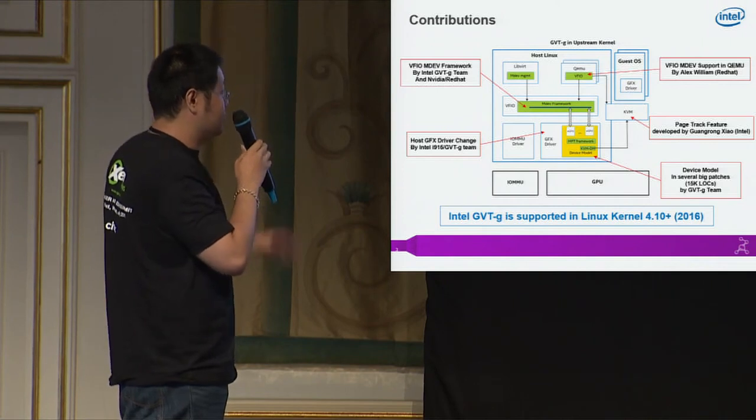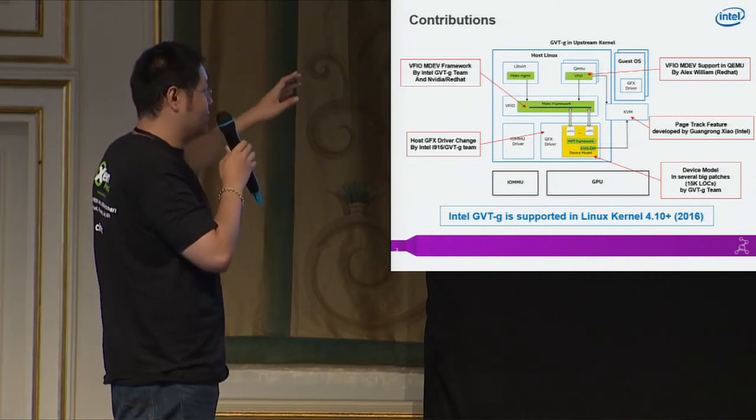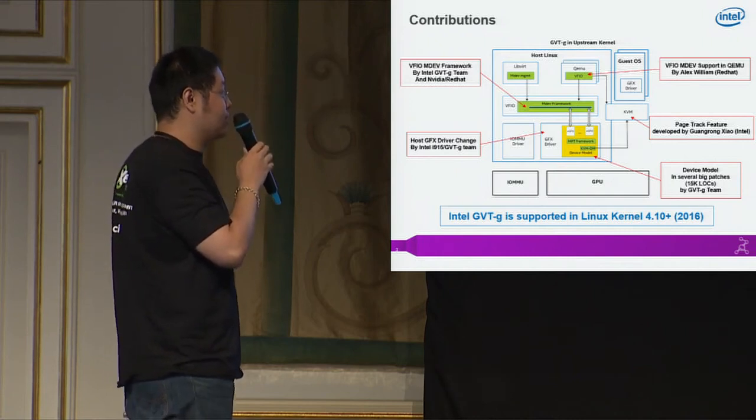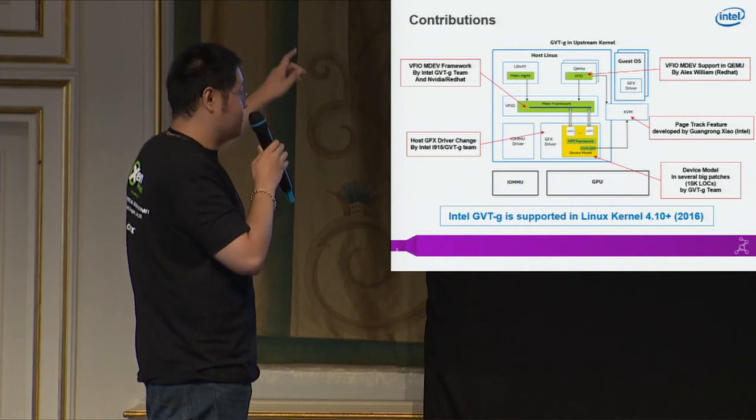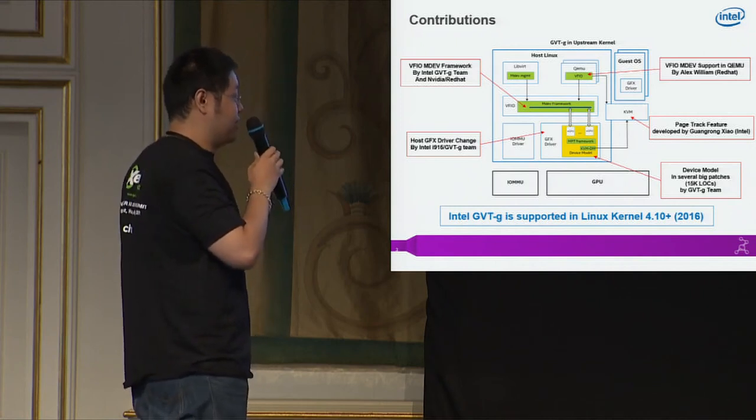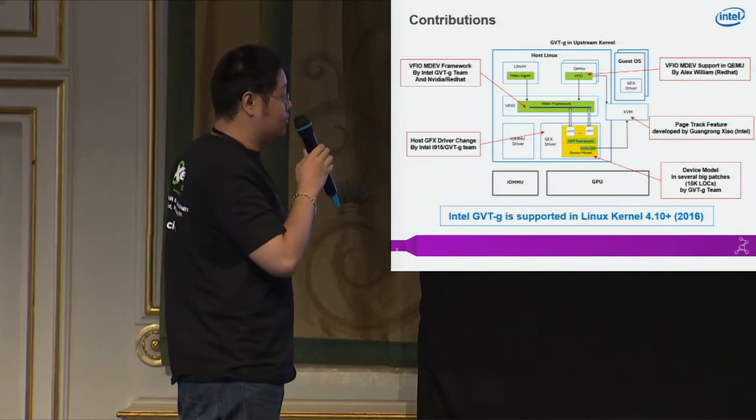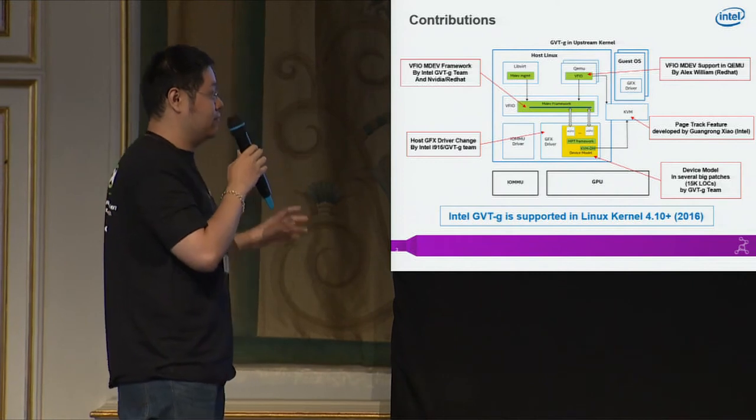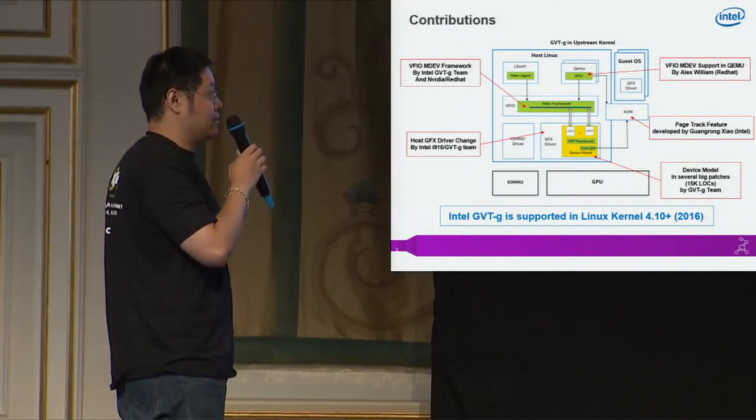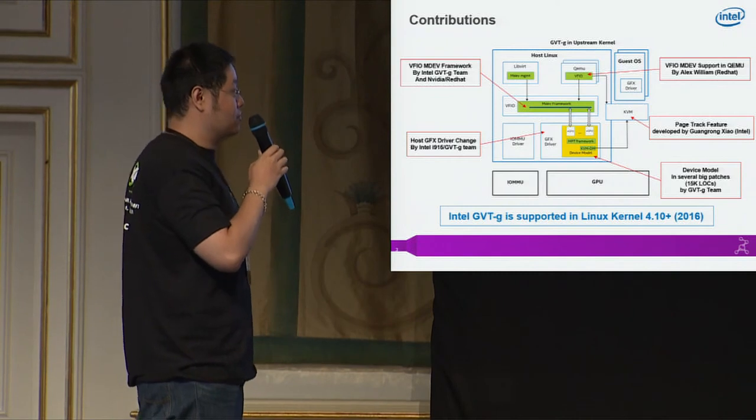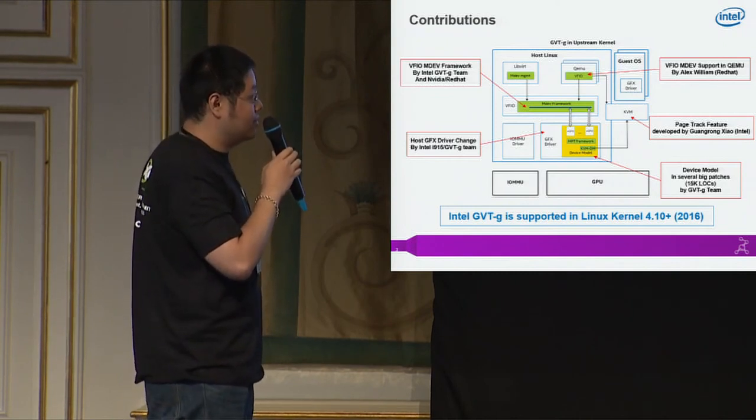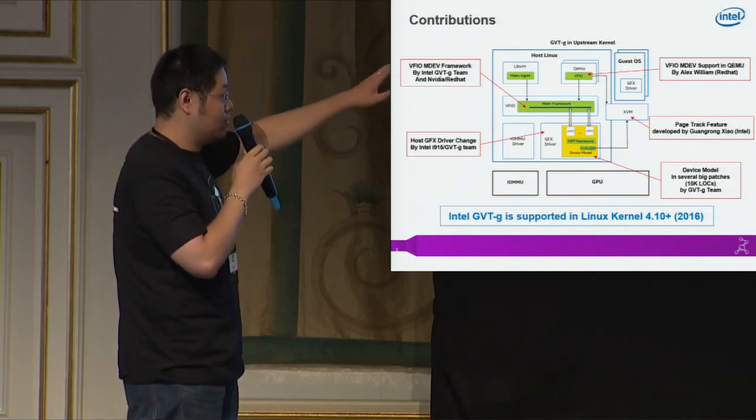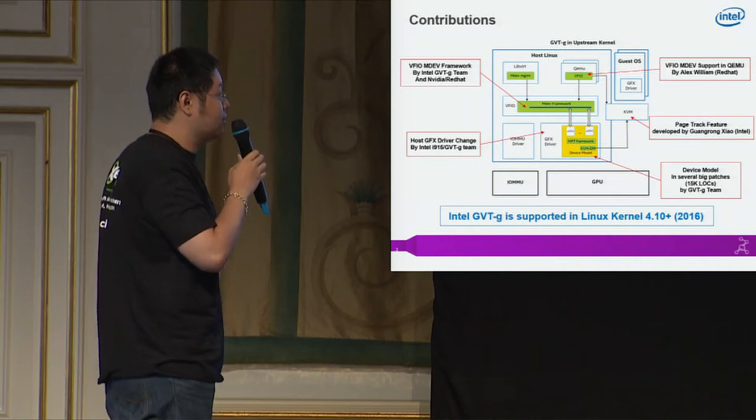And because our device model now works as a submodule in the host driver, we need some host driver changes. We worked with the Intel i915 team to achieve that. And also because we are using GPU shadow page tables, we need some mechanism to track guest page table changes. So one feature we developed is named page tracking, developed by Intel, also upstream in KVM.